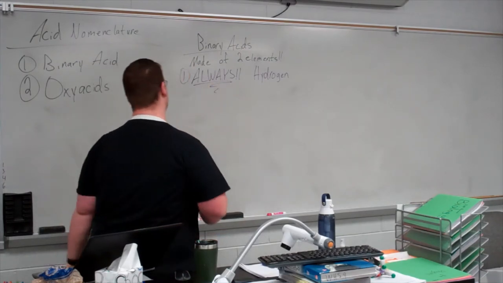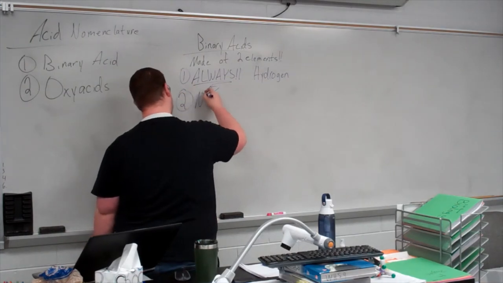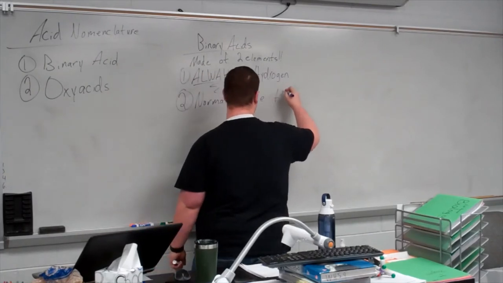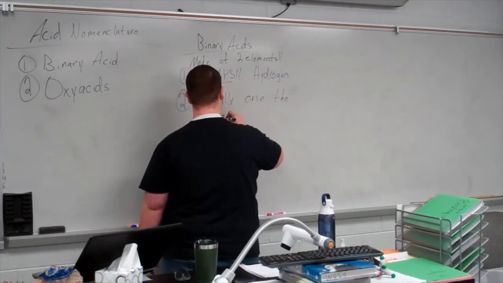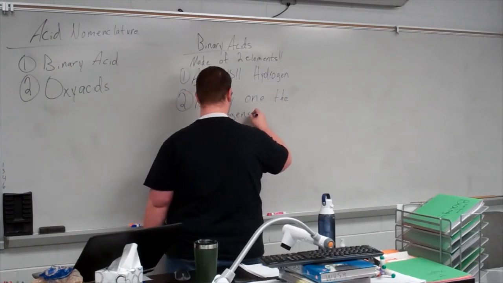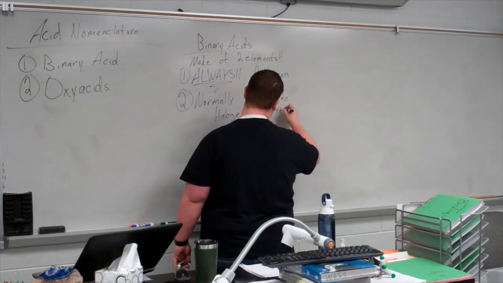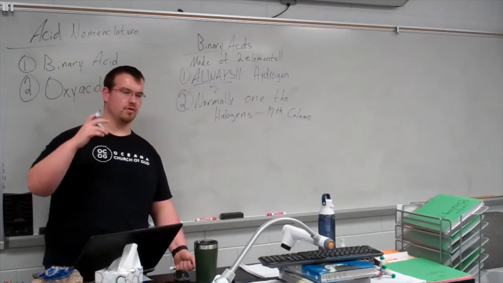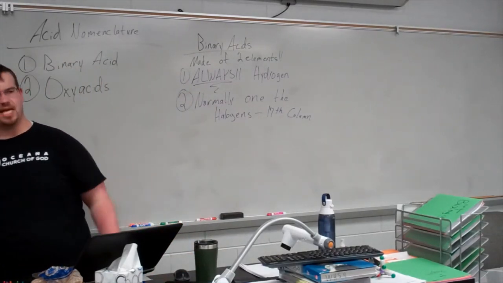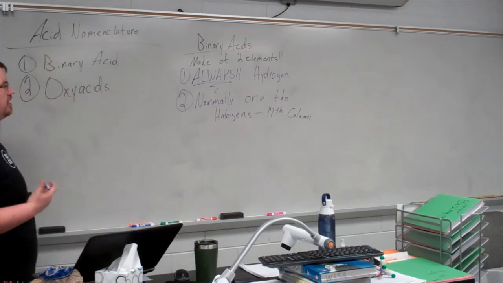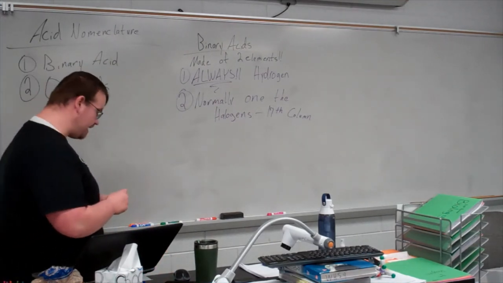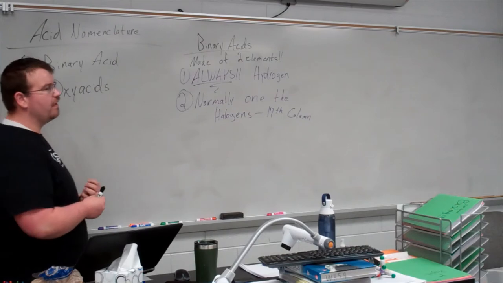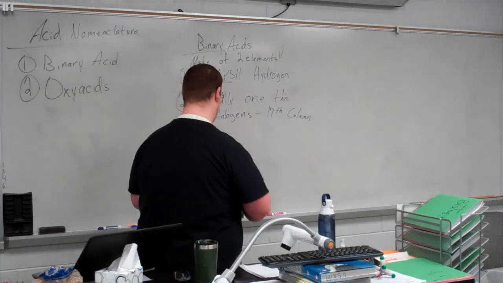It's always hydrogen. The second one is normally one of the halogens, the 17th column. So fluorine, chlorine, bromine, iodine, all those. That's what you're looking at. Within this, there are certain naming aspects that make it simple. This is why it's simple.